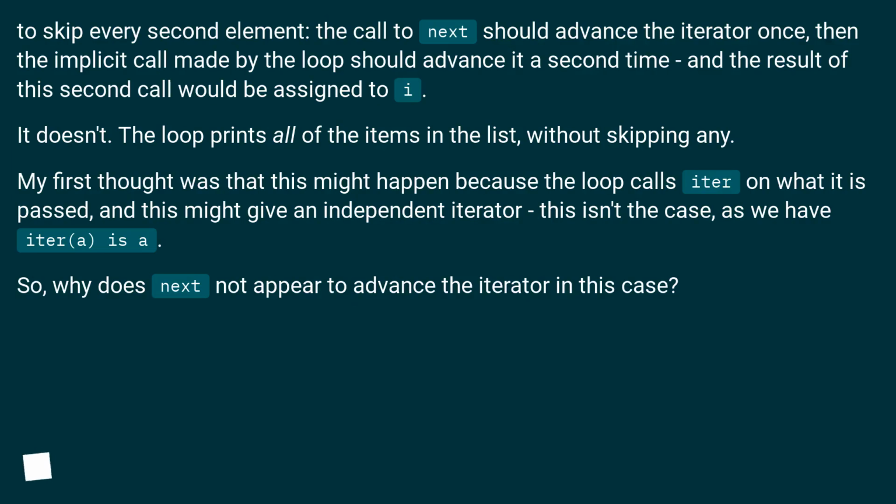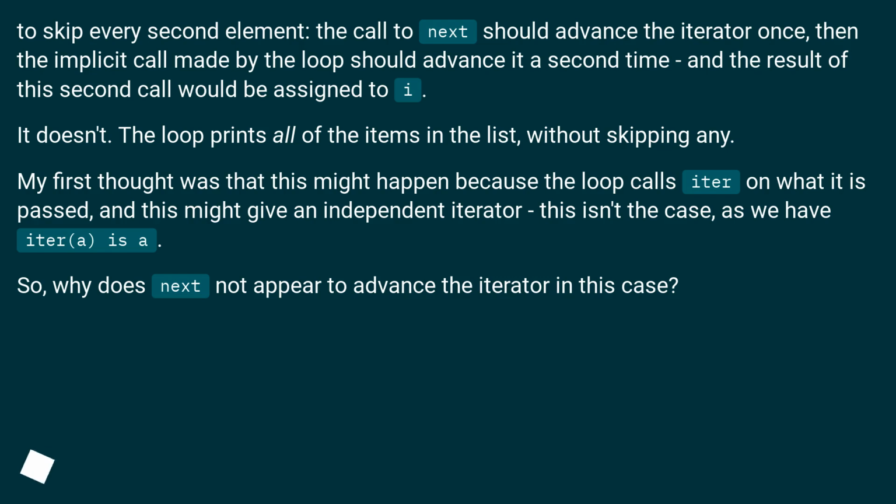to skip every second element. The call to next should advance the iterator once, then the implicit call made by the loop should advance it a second time, and the result of this second call would be assigned to i. It doesn't. The loop prints all of the items in the list, without skipping any.